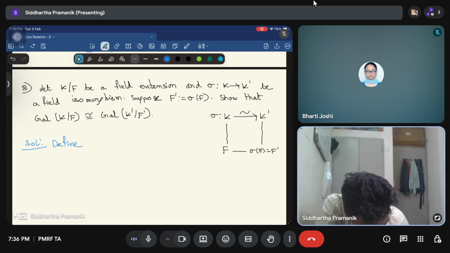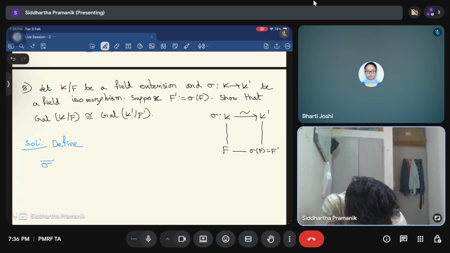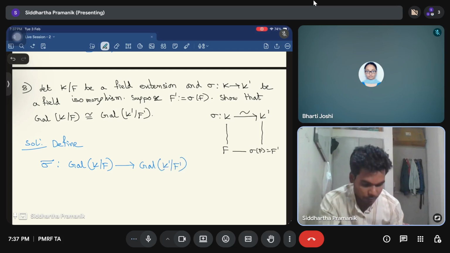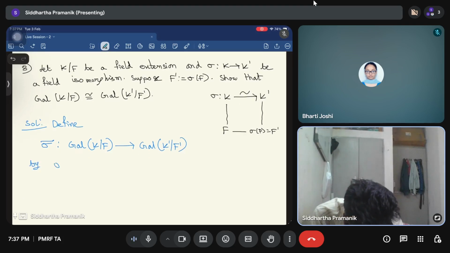So using this sigma, we will define a group homomorphism. Let's call it sigma bar. This is from the Galois group of K over F to the Galois group of K prime over F prime. And how is it defined? Sigma bar of some, let's say, phi.